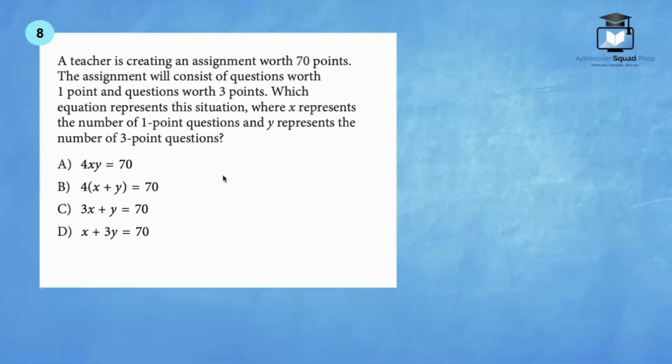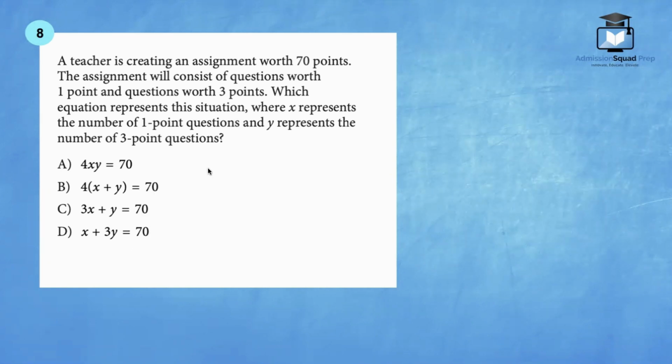A teacher is creating an assignment worth 70 points. The assignment will consist of questions worth 1 point and questions worth 3 points. Which equation represents this situation, where x represents the number of 1-point questions and y represents the number of 3-point questions? So we know that the total number of points is 70. It makes sense that all of these answer choices are set equal to 70.